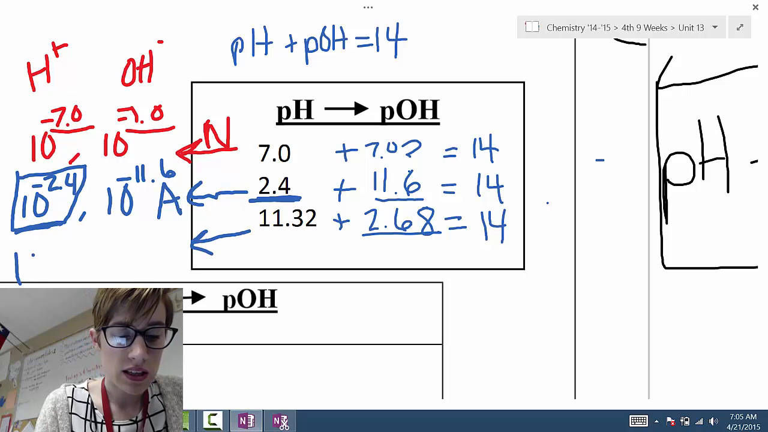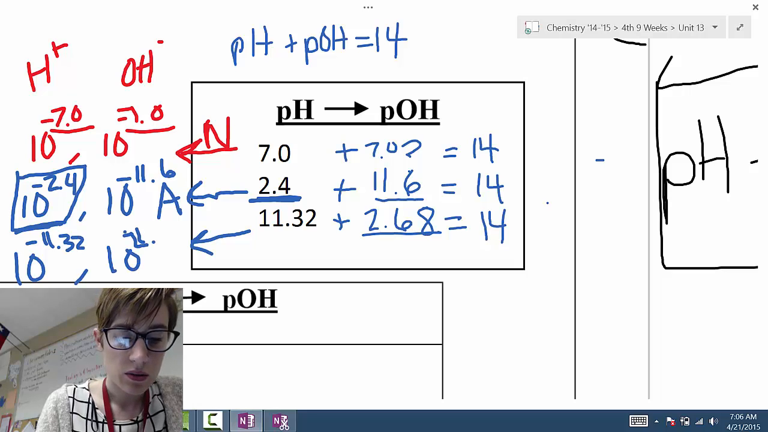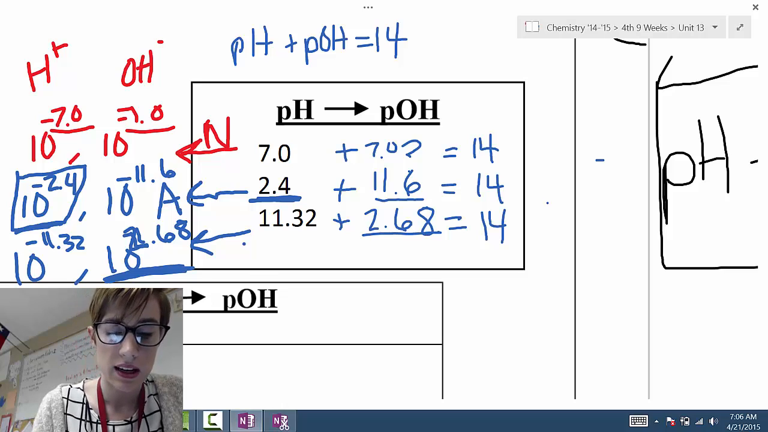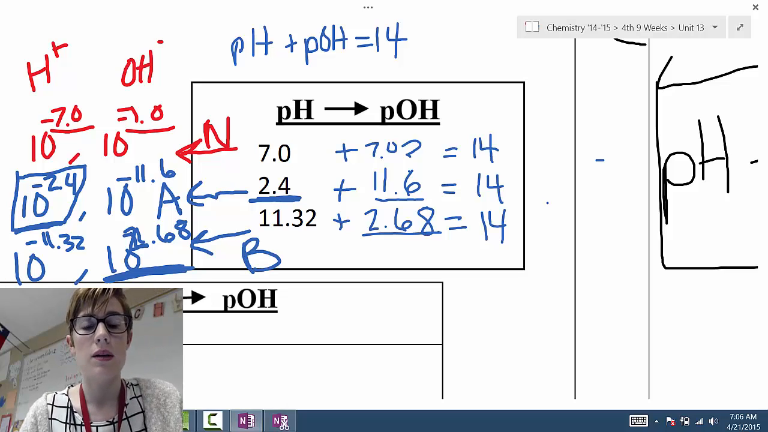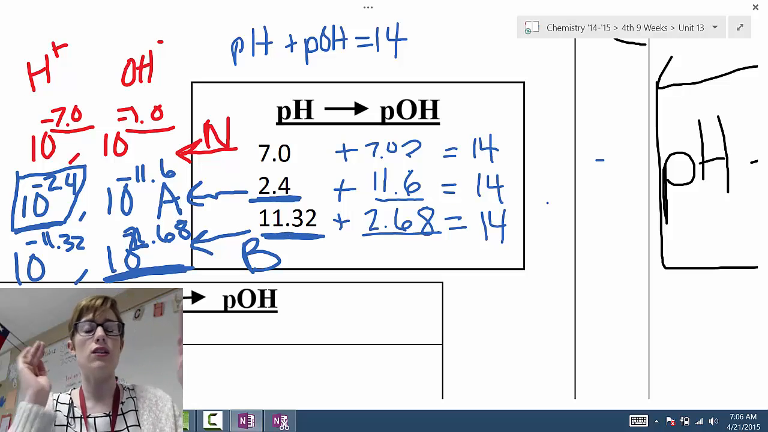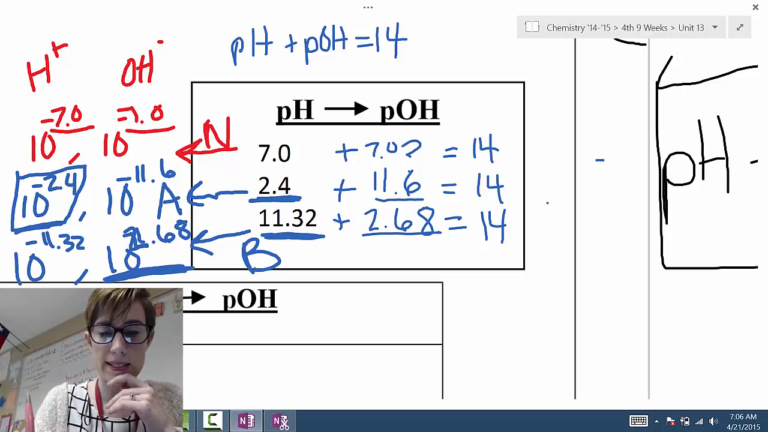Here we have 10 to the negative 11.32, and then 10 to the negative 2.68. Whoops. So this has more OHs than we have H's, so it's basic. If we want to know if it's a strong acid or a strong base, we always look at the pH number, and it's between 11 and 14, which means it is a strong base.